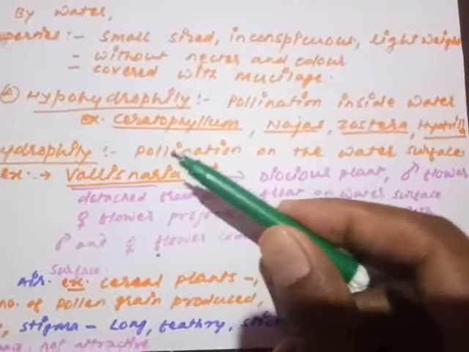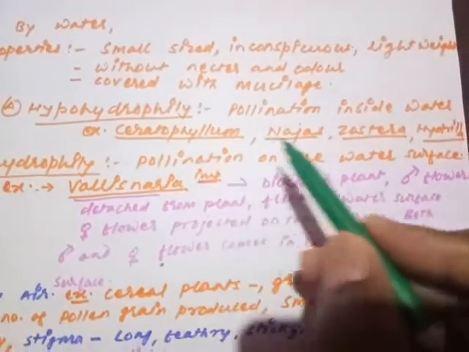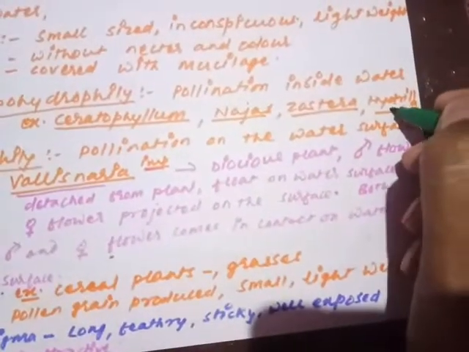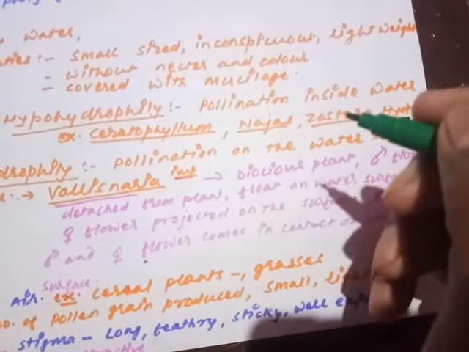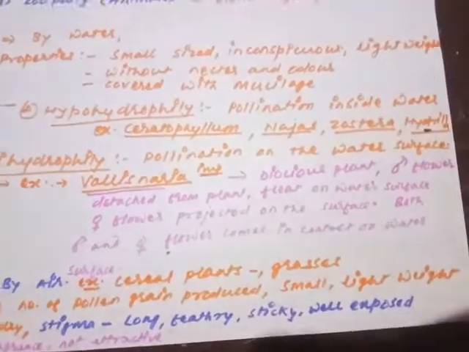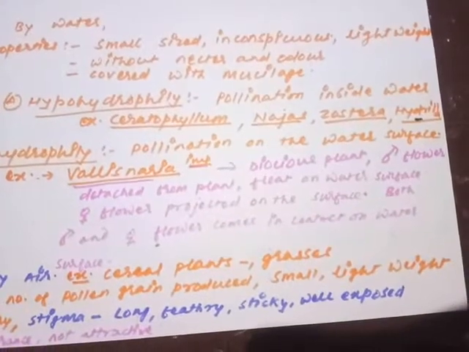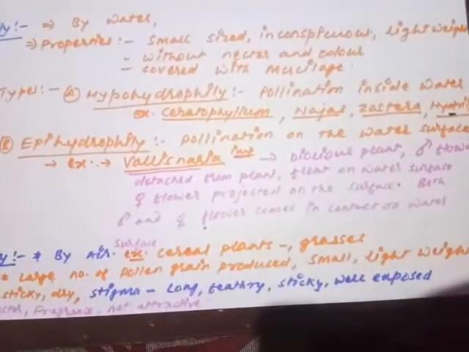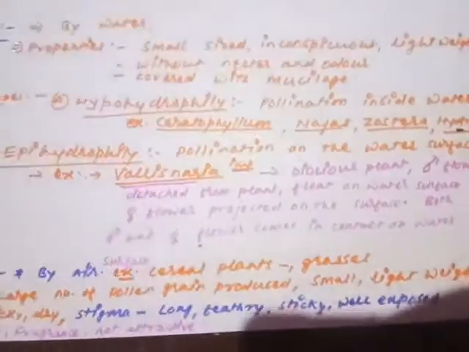The examples of hypohydrophily are Ceratophyllum, Najas, Zostera, and Hydrilla. The important example is Hydrilla. Remember: Ceratophyllum, Najas, Zostera, and Hydrilla. Hypohydrophily means the pollination occurs all inside the water, and the flower never comes out of the water. Then the next one is epihydrophily. Epi means above the water.